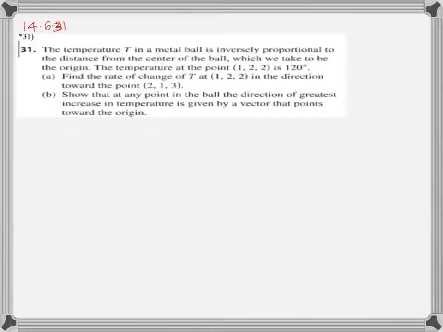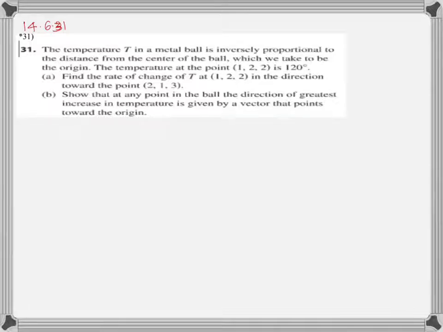Hi, in this video, I will be showing you problem number 31 of chapter 14, section 6. The temperature T in a metal ball is inversely proportional to the distance from the center of the ball, which we take to be the origin. The temperature at the point (1, 2, 2) is 120 degrees.